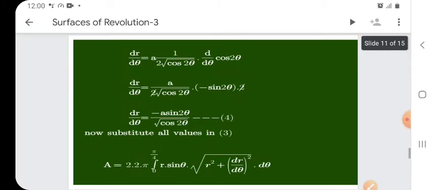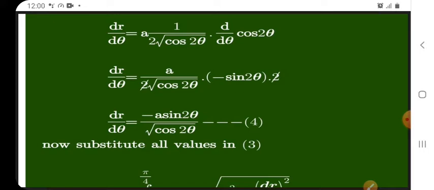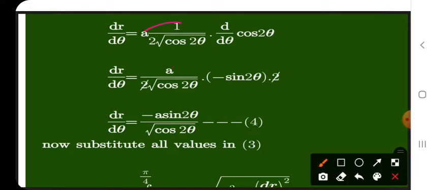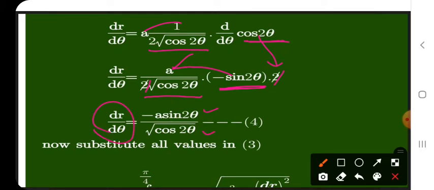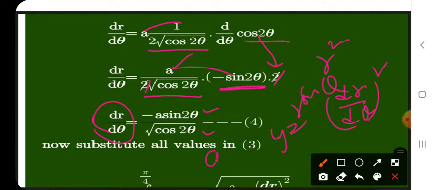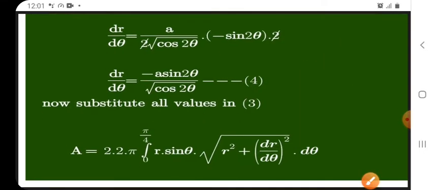The derivative of cos 2 theta is minus sin 2 theta, times the constant 2. Now I cancel the 2, and we get minus A sin 2 theta by root cos 2 theta. This is the value of dr by d theta. We know the value of r square and dr by d theta whole square, y is r sin theta, and the limits are 0 to pi by 4. So now I substitute all values in the formula.